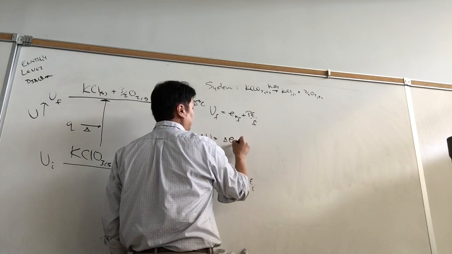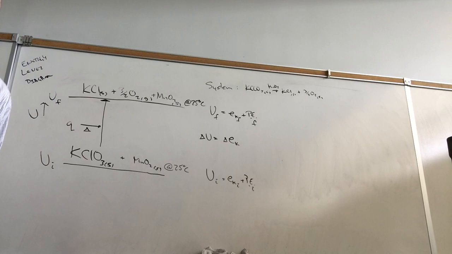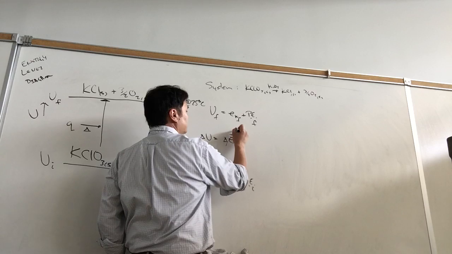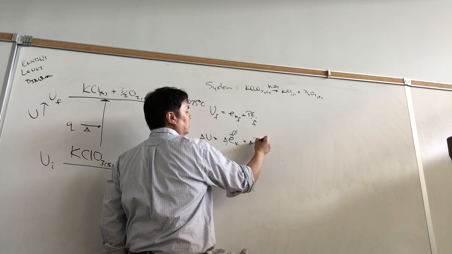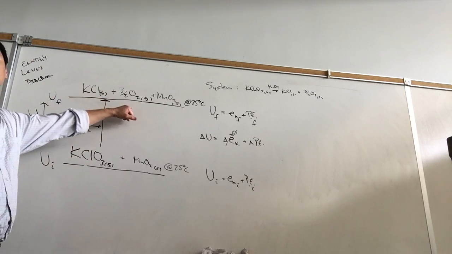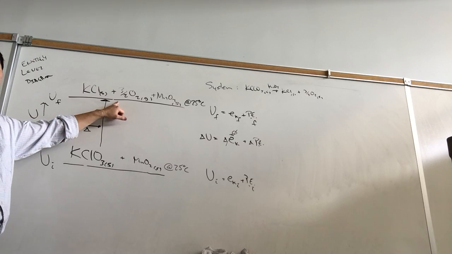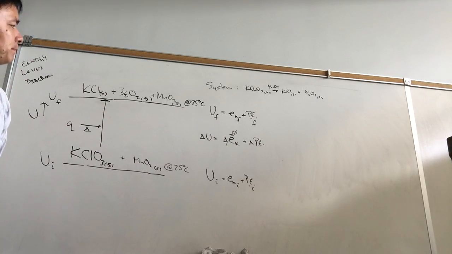What's delta EK? This is the change in kinetic energy. Did the kinetic energy change? Well, what is kinetic energy? Kinetic energy is temperature. Did the temperature change? No. So did the kinetic energy change? No. There's no change in kinetic energy here. This is 0. The change was in potential energy. That is KClO3 versus KCl and O2. There's a difference in the potential energy of these two, O2 being a good oxidizer.